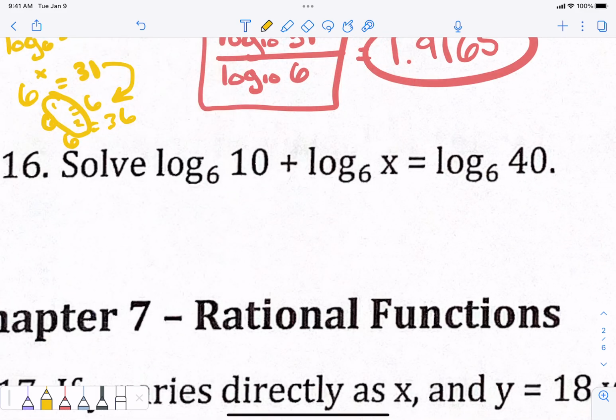All right. Let's identify the equal sign. So I'm going to put a line there. But I have 3 logs. This is easy.